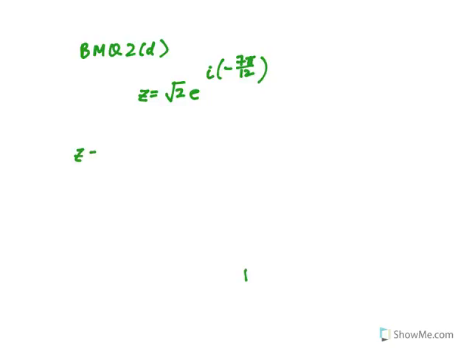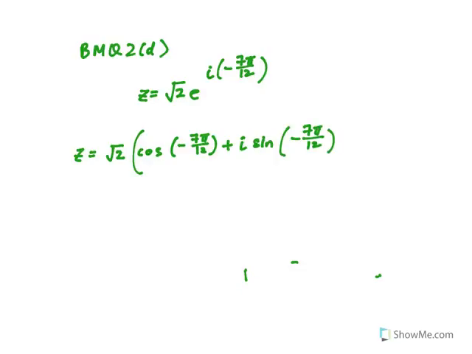And with that, quickly, in the exponential form for your BMQ 2D, your answer in the exponential form is just square root 2 e to the power of i times -7 pi over 12. And quickly converting it to the polar form, z will be equal to r cos theta plus i sine theta. Okay, and with that we are done.